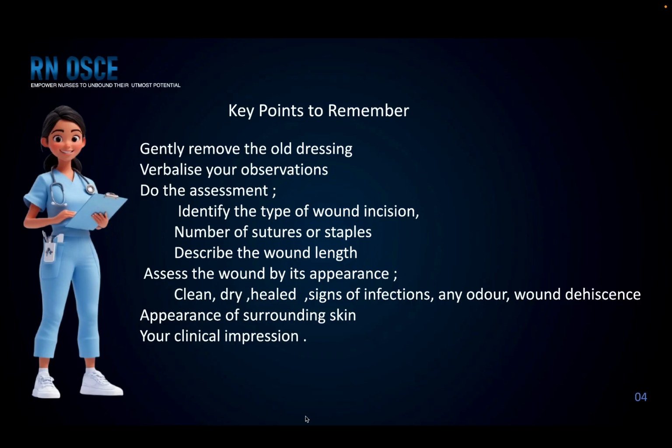The wound assessment may reveal different types of incision, whether it is transverse, horizontal, or subcostal, and it may be closed with staples or sutures. Count and mention the number of sutures and describe the wound length as well. The wound could be clean and healing or show signs of infection and any kind of wound dehiscence, if noted. Comment on the appearance of the surrounding skin.